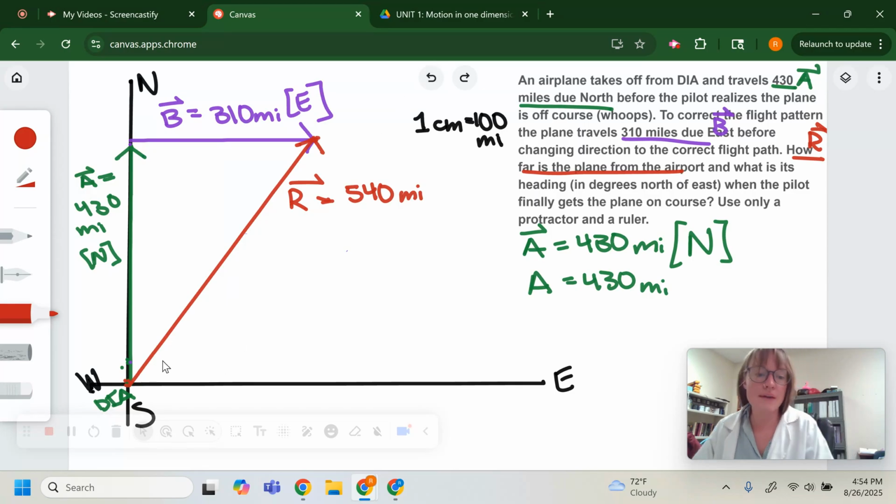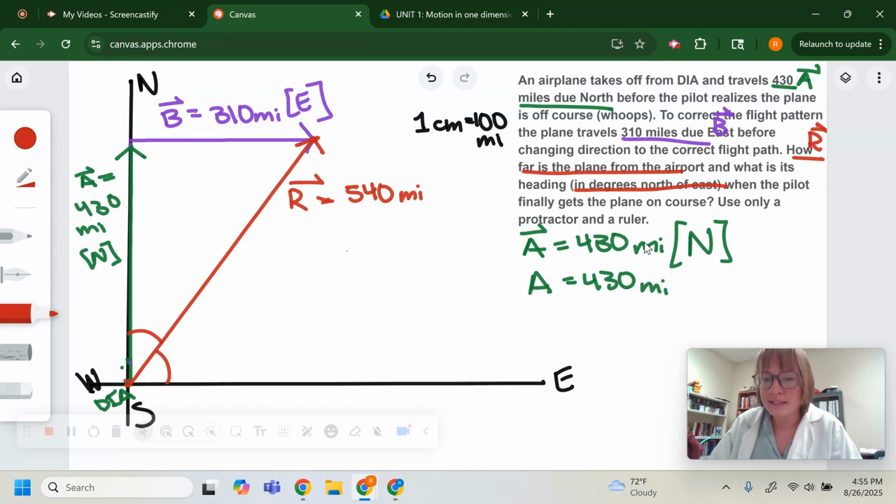Yes, perfect. Okay, we're going to measure our angle. This says what is its heading. That means the angle or its direction in degrees north of east. When we measure in degrees north of east, that is telling us which angle to measure. Do you agree? There are two angles that we could possibly measure here. We could measure this angle here, or we could measure this angle here. This asks us for the heading or the direction in degrees north of east.